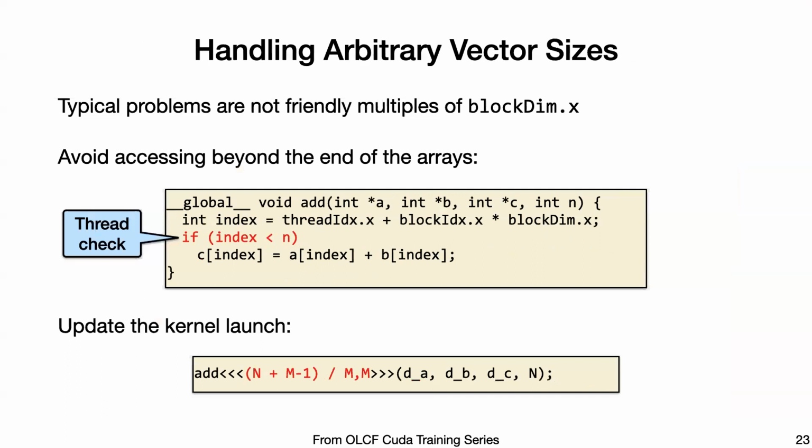Usually your problem is not a friendly multiple of your block dim. So to avoid accessing out of bounds, you would have to check that you're not going past the end. You would do your work only if your thread is some valid thing that can access your array. And then you would have to update this launch. This is just rounding up.